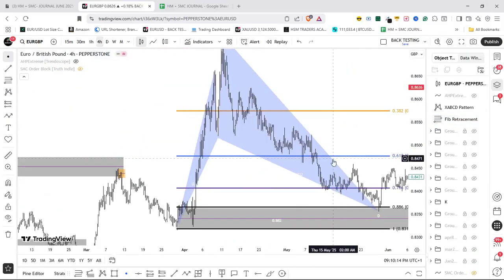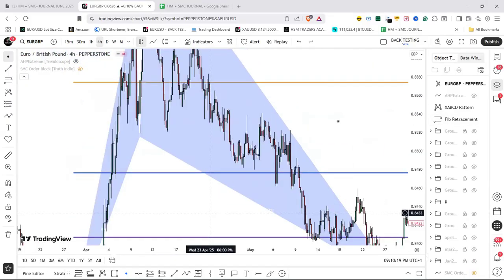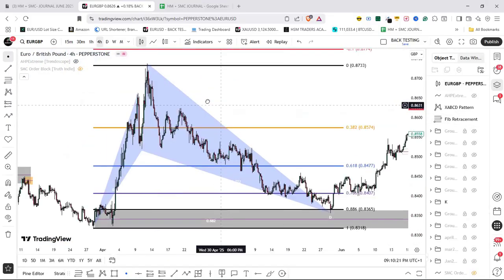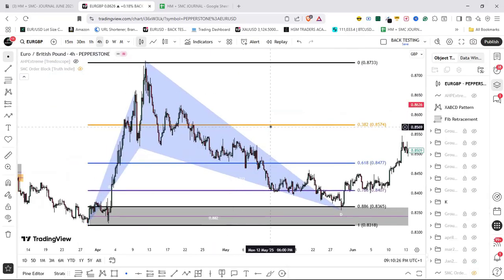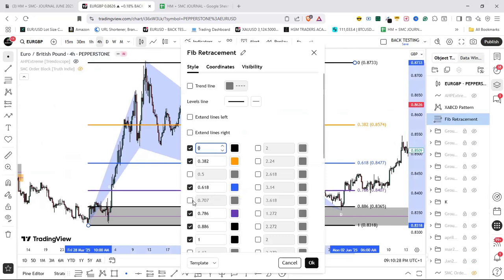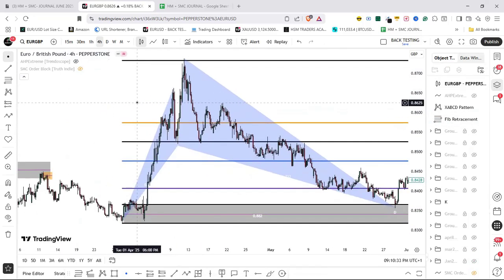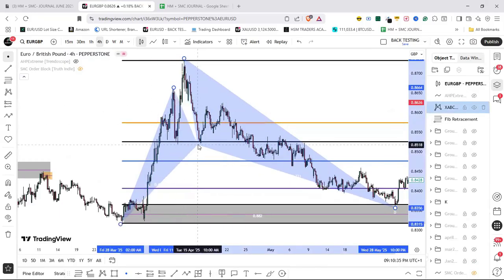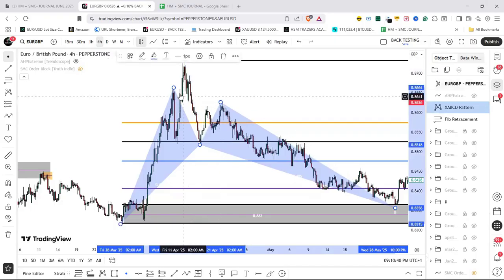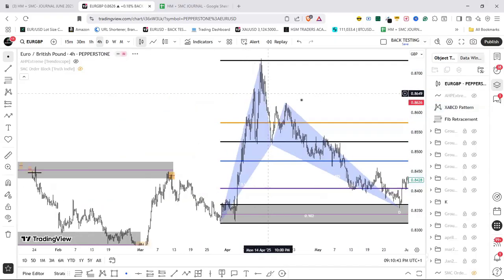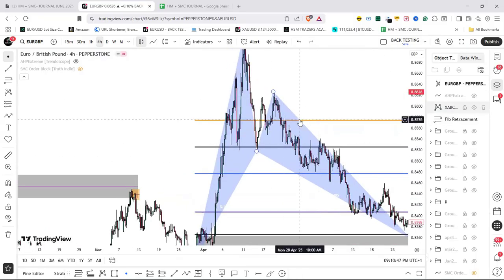So now that cipher failed, and then we had a shark pattern of 0.886. Now you can decide to go with the shark pattern, which is valid, or you can decide to go with the bat pattern, which is also valid. We have a bat pattern of 0.5. Whichever one you want to go with is 100% valid for this particular trade.